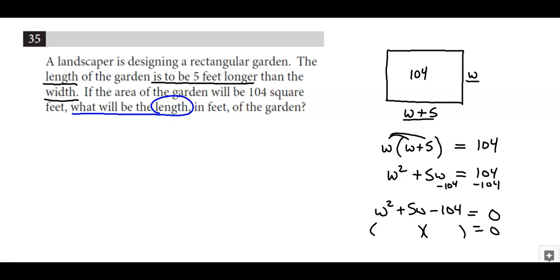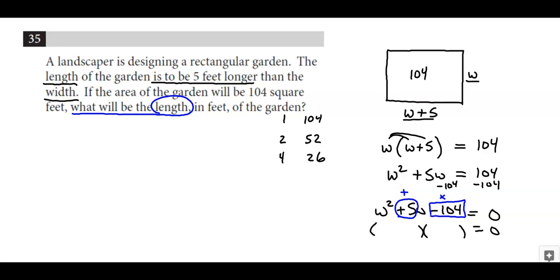So the deal is I need to find two numbers that multiply to make negative 104, but then they need to add to make positive 5. Well, that might be kind of challenging in itself. So let me figure out how I can make 104. Well, I can do 1 times 104. I could do 2 times 52. Will 3 go into 104? 3 won't go in there, so that one doesn't work. 4 goes in there: 4 and 26. But I'm still pretty far apart, so I've got to keep going.